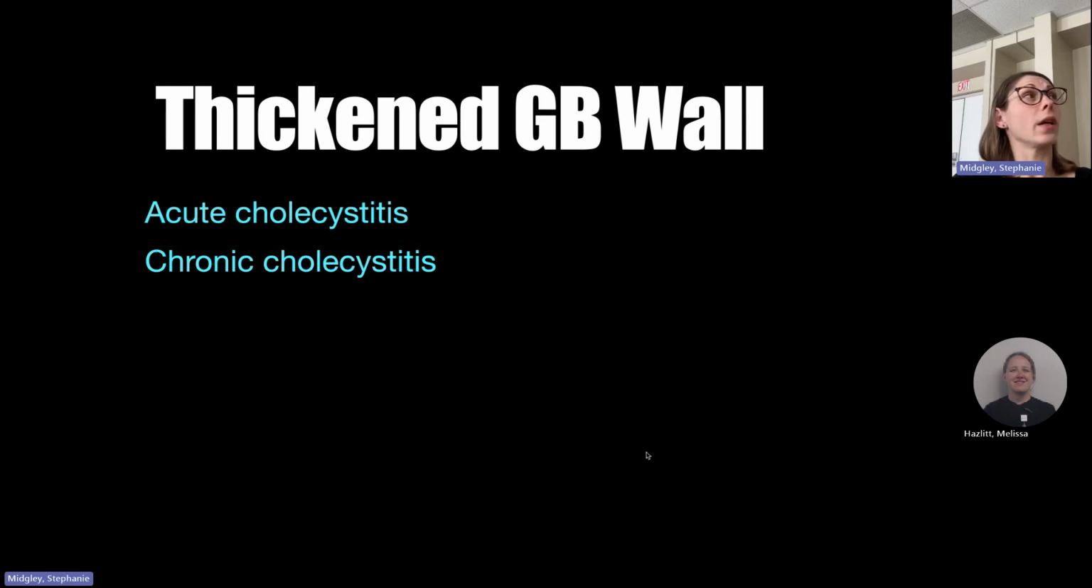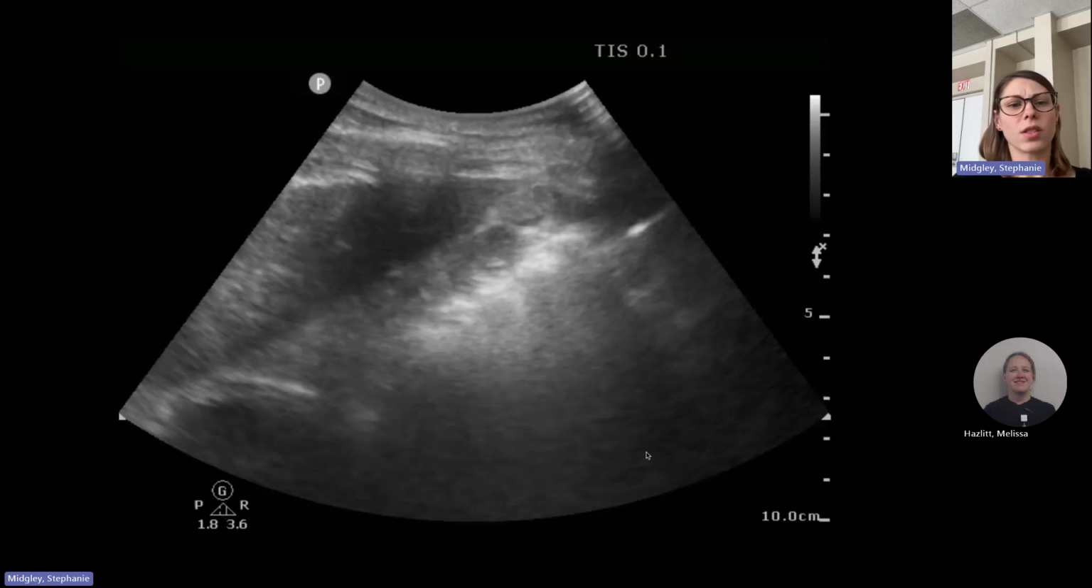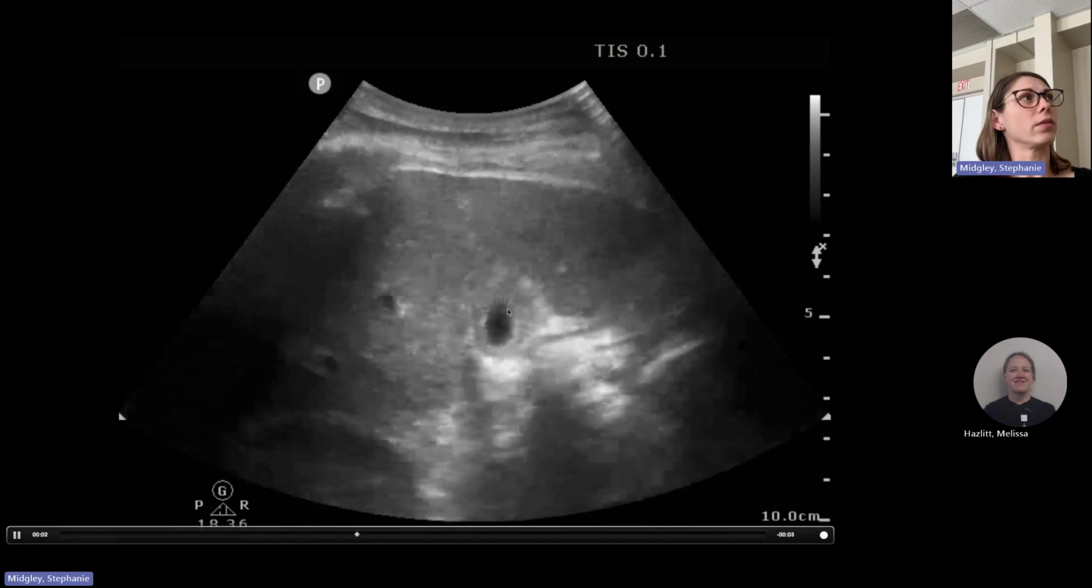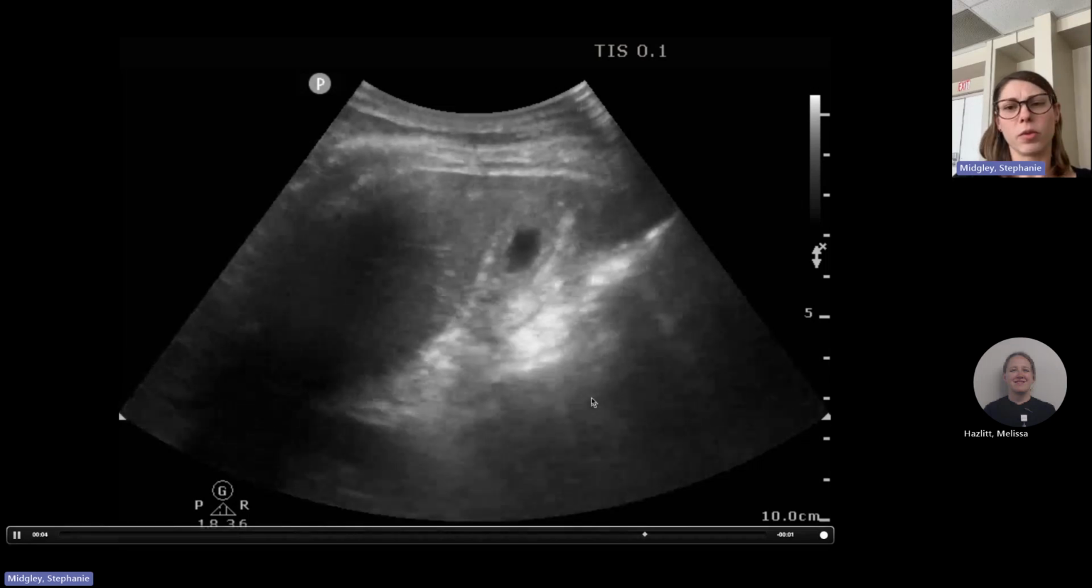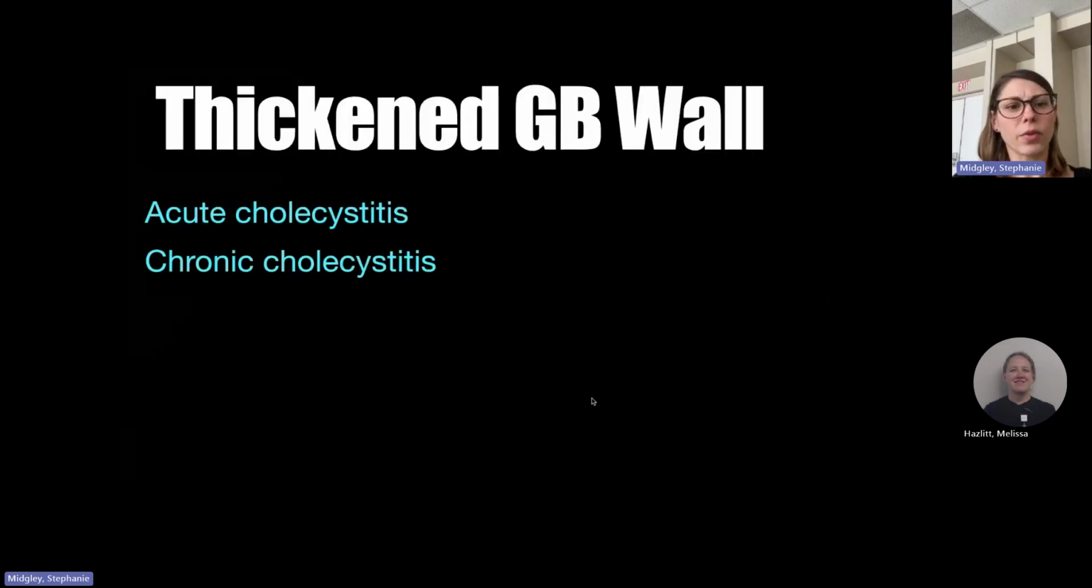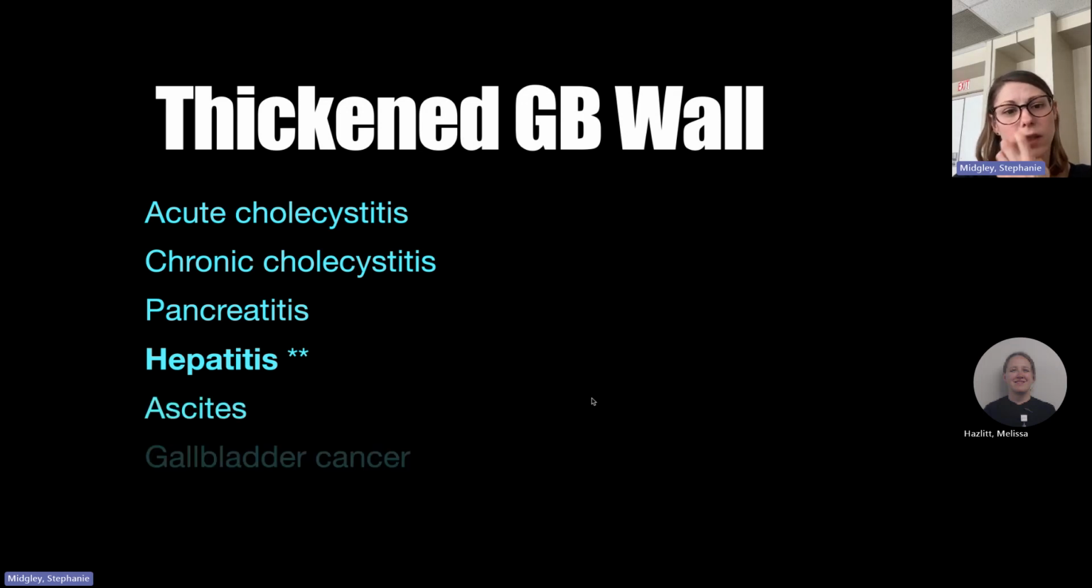So that was essentially just an empty gallbladder, right? So this is a postprandial state, someone who's just eaten. So some other differentials for a thickened wall, it's going to be pancreatitis. A big one is hepatitis. And I'll show you some examples of what the gallbladder wall looks like in hepatitis. It's pretty gnarly. Ascites, like you said.